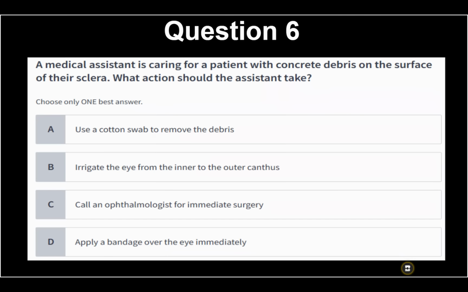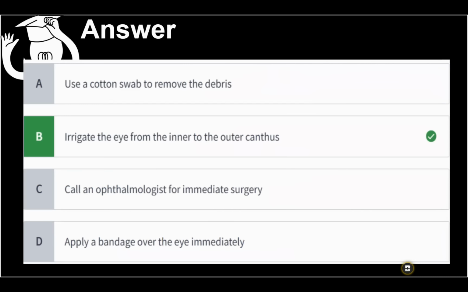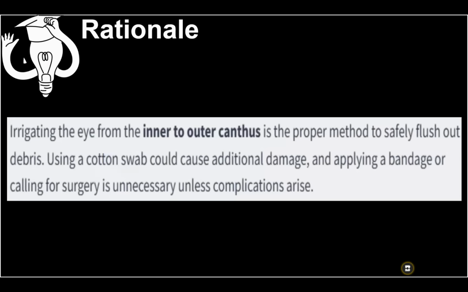If you said B, to irrigate the eye from the inner to the outer canthus, then you are correct. Irrigating the eye from the inner to the outer canthus is the proper method to safely flush out debris. We would not want to use a cotton swab because this can actually cause more damage to the eye. And I want you guys to remember, when we're talking about the sclera of the eye, this is the white part of the eye.